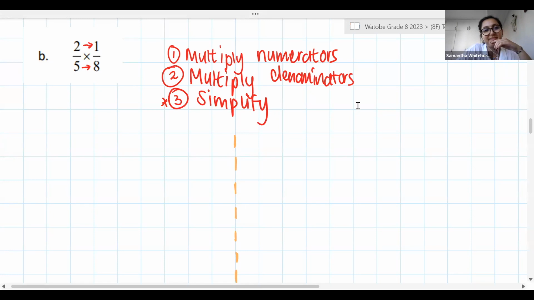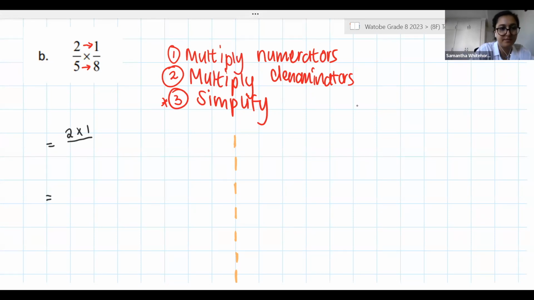So what I did to answer the question, I said 2 times 1. I got 2, because 2 times 1 is 2. And then I said 5 times 8, or 8 times 5. I got 40. And then I simplified it by dividing by 2, and I got 1/20. Perfect, exactly.